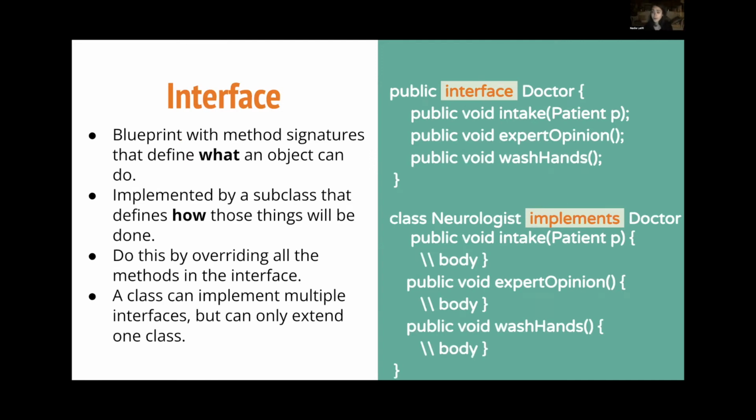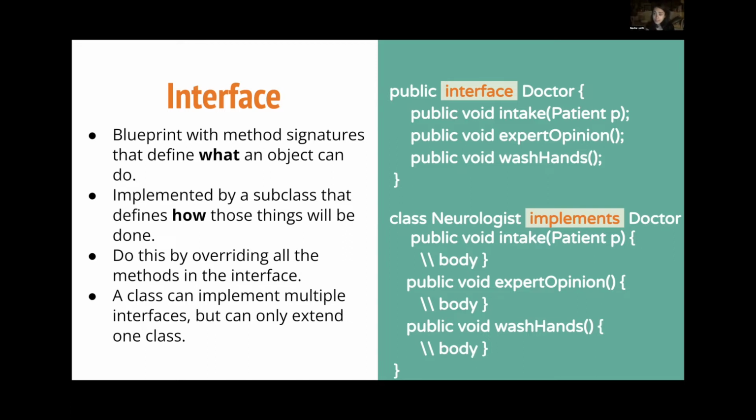Well, in Java, we have something called an interface. An interface is a blueprint with method signatures that define what an object can do. Over here on the right, I have my public interface Doctor, and it is defining the things that we discussed earlier that all doctors should be able to do: do an intake, give some sort of expert opinion, wash hands.